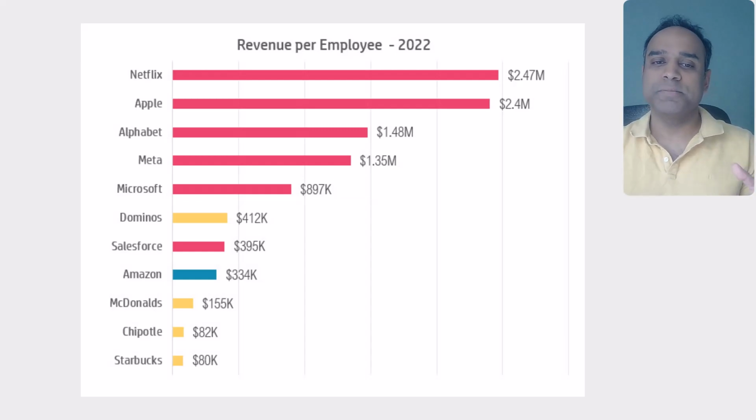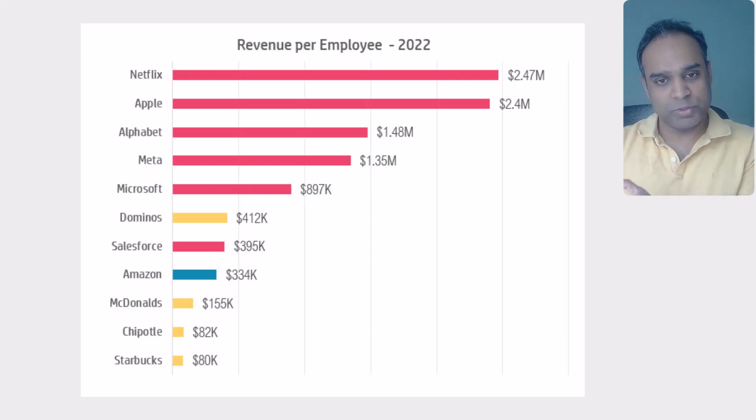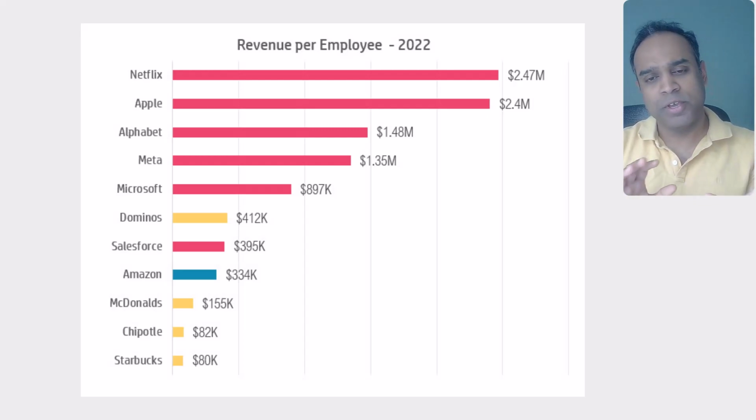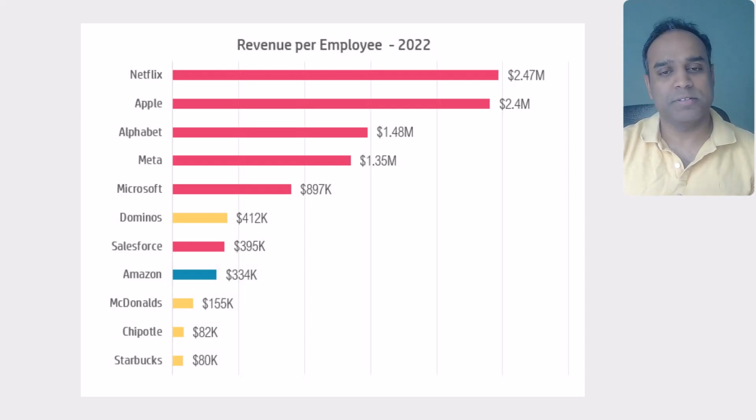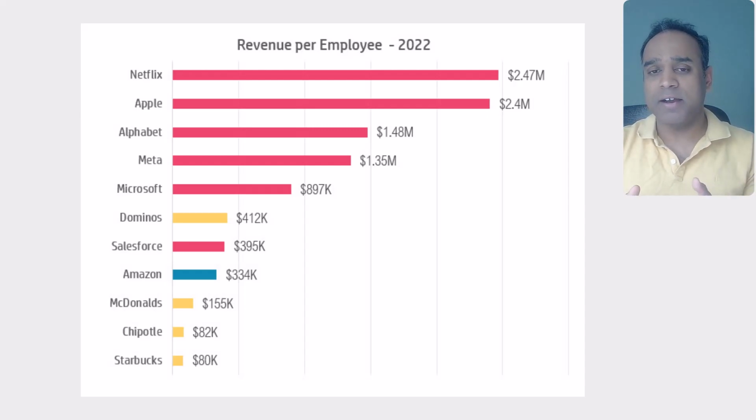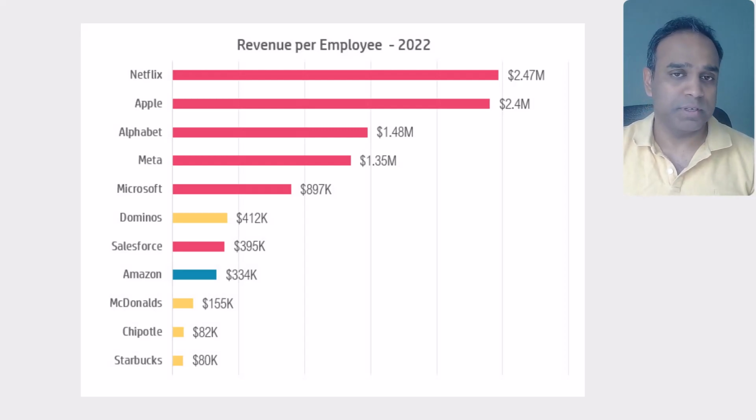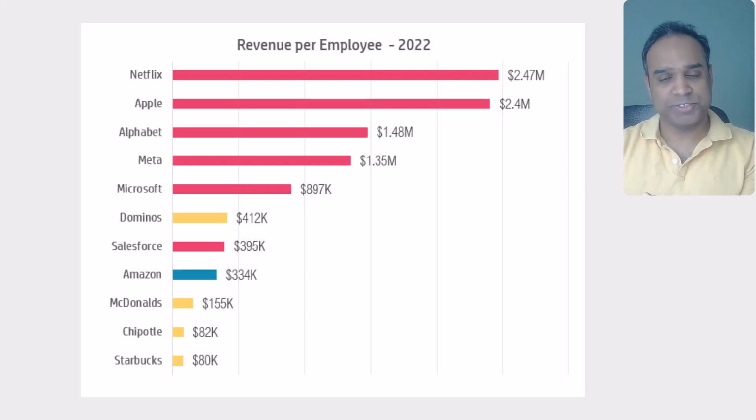And I've also added some companies from another industry, the food service industry, which are in yellow. Amazon is in blue because it covers many different industries, so I don't even know whether you can compare it with these companies. But if you look at the food service industry, they are in a completely different range when it comes to revenue per employee. I'll be talking about that in just a minute.